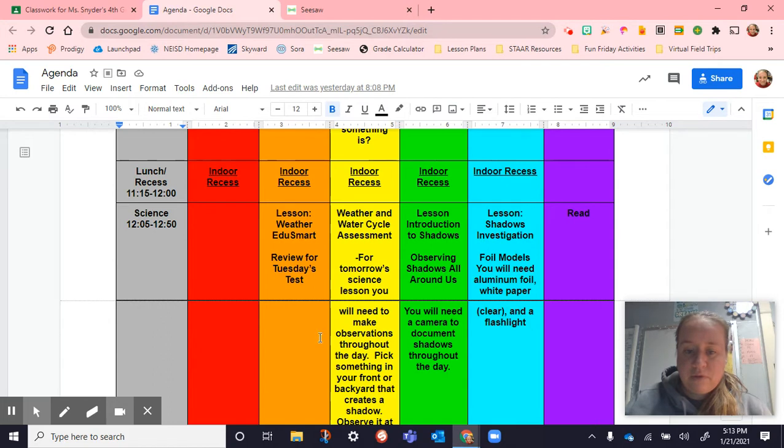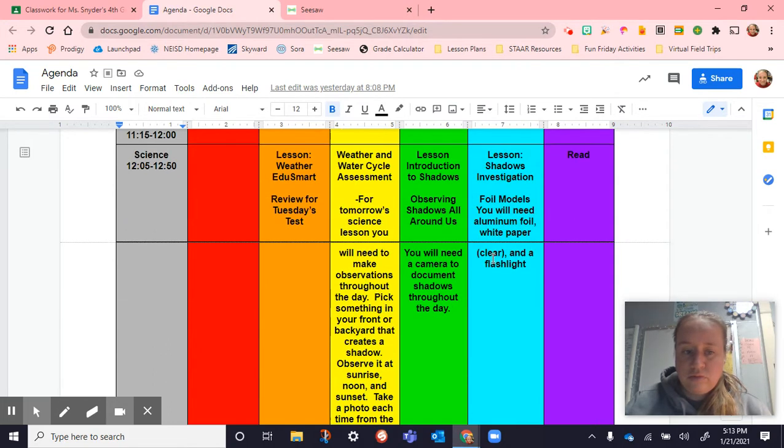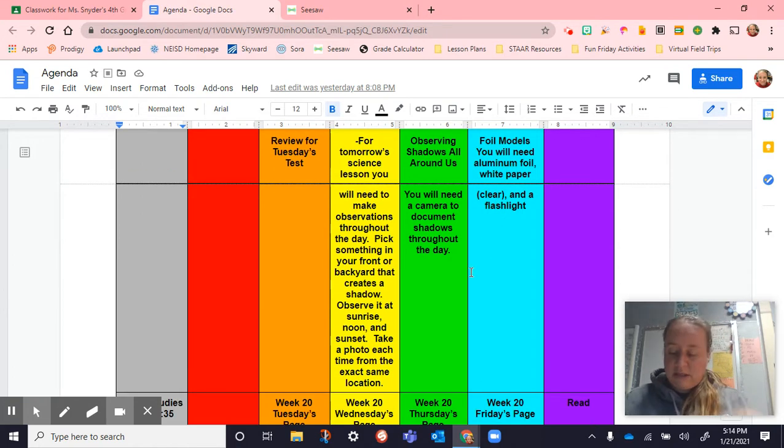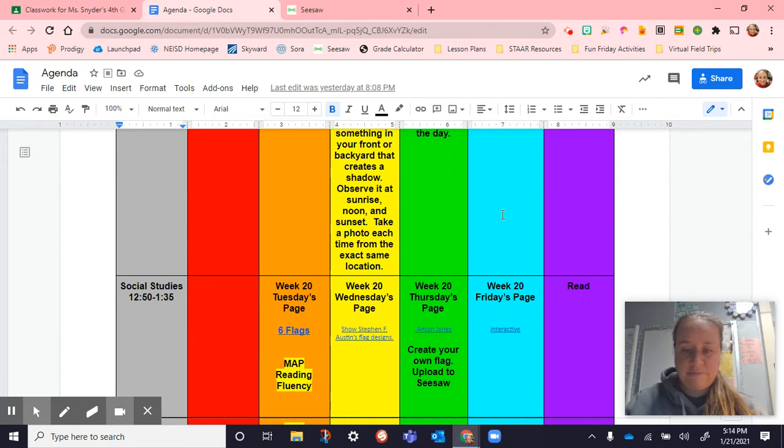And then tomorrow, we're going to make our foil model. So make sure you have your aluminum foil, your white paper, which needs to be clear, and your flashlight. Make sure you check that the batteries are good to go. It's going to take us a while to make the models, so we don't want to spend our whole time on a hunt for batteries and where's my flashlight and where's this and where's that. We want to make sure that's all set to go. So make sure you get that together tonight.